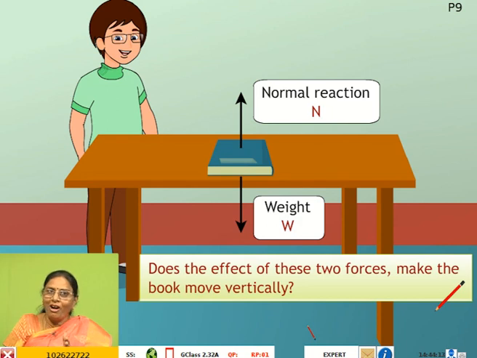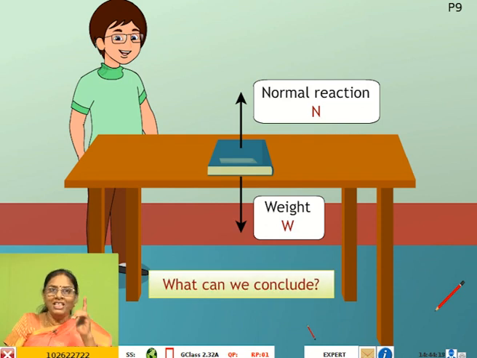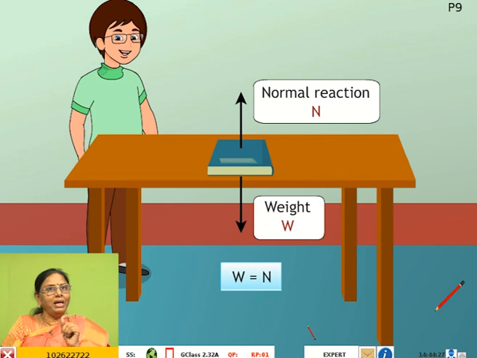No, it is not moving. So, what can we conclude from this? These two forces must be equal. That is, W must be equal to N. Okay, W equals N. Fine.